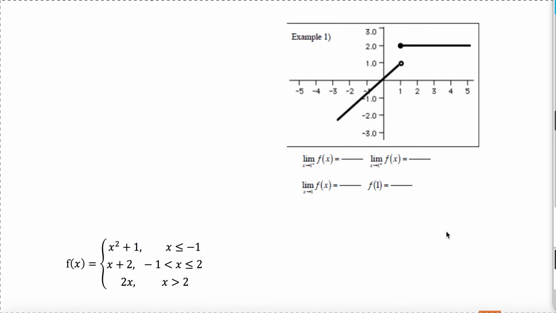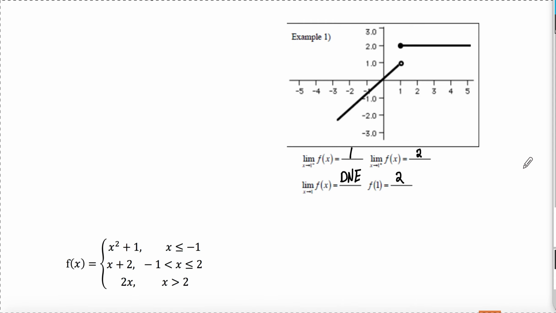Okay. Take a look at the graph here. We want the limit from the left, which will be 1. We've run it in from the left-hand side. The limit from the right is going to approach +2. Remember, we care where it's pointing toward here, +2. The limit overall then does not exist because the left and right-hand limits are not the same. But f of 1, where is that point? It's at 2.